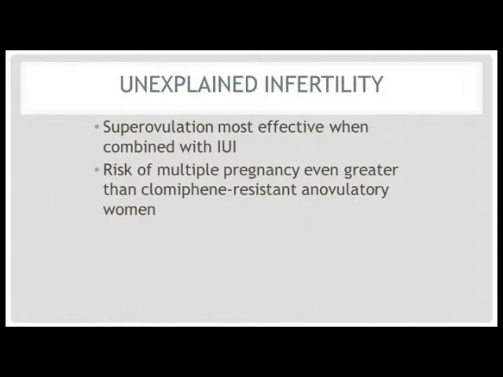For unexplained infertility, any kind of superovulation is always best when you use it with IUI. When you use gonadotropins alone, or oral medications like Clomid or letrozole alone, they work half as much as they do with IUI. So if our success rate is 15%, without an IUI it's less than 10%. So it really benefits patients with unexplained infertility to do IUI.